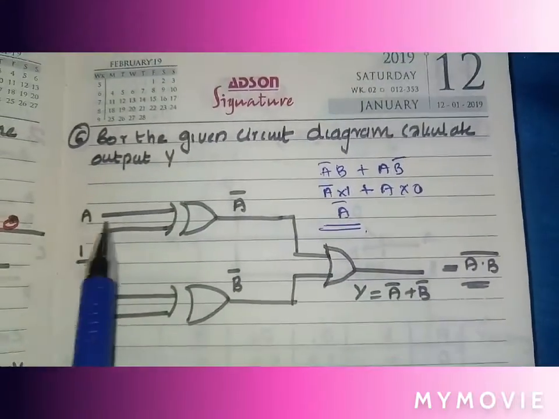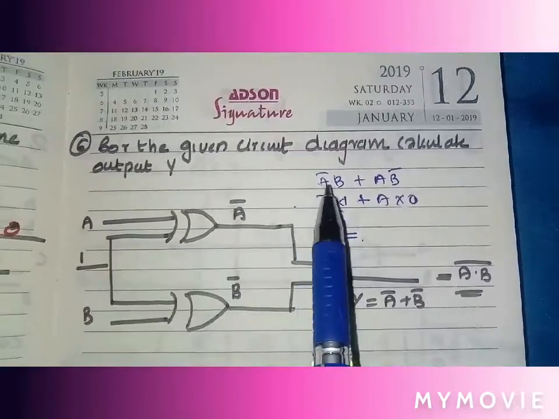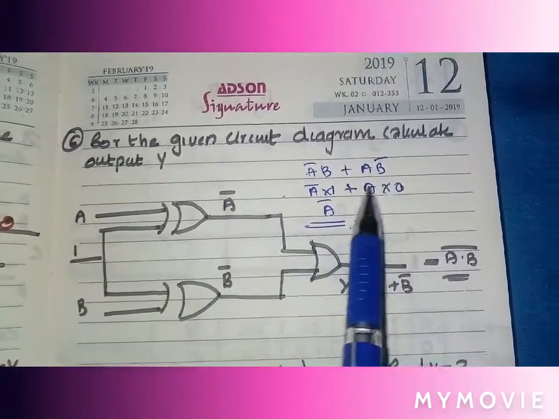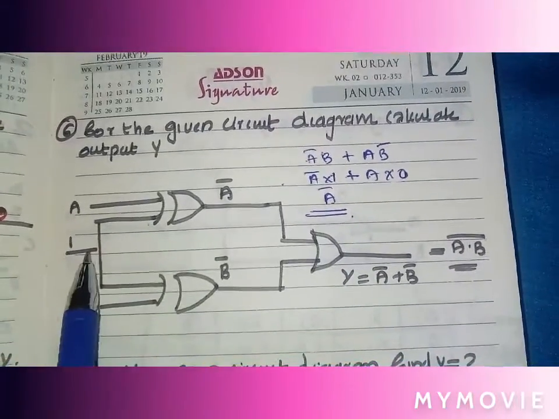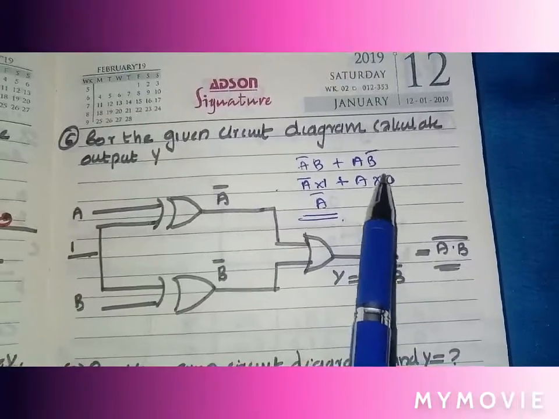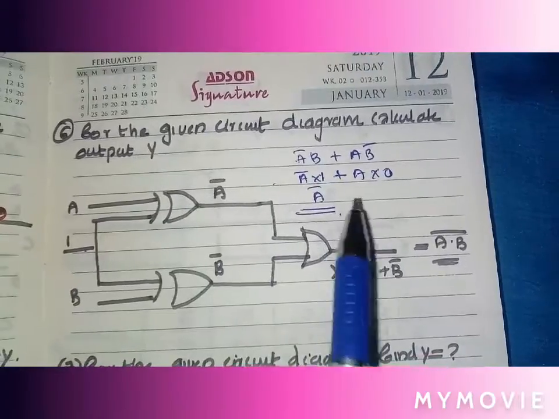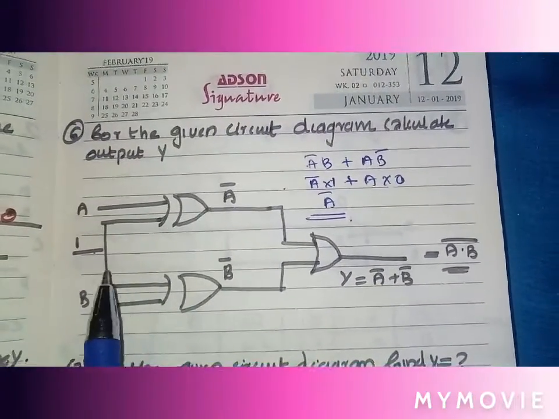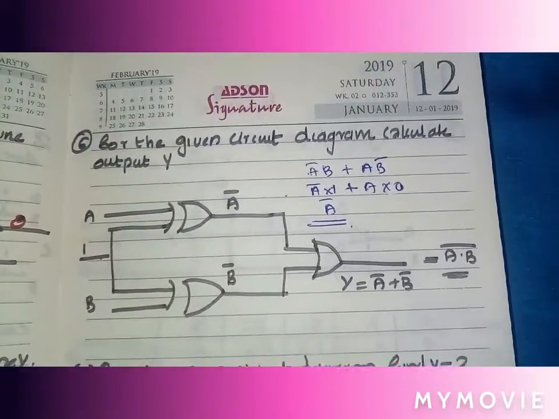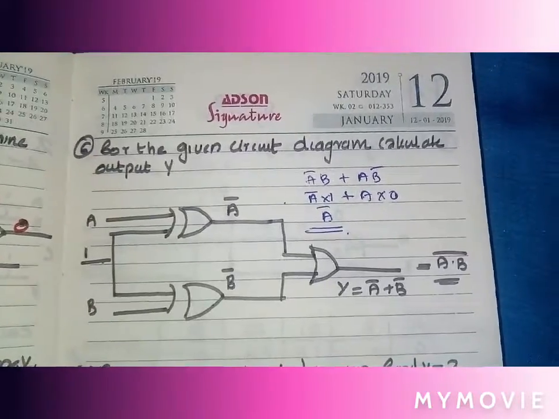How do we get the first XOR result as A bar? We know that if A and B are the inputs of an XOR gate, A bar B plus A B bar is the output of the XOR gate. Here the inputs are 1 and A. So A bar into 1 plus A into B bar is 0, so this result is A bar. So we get A bar. The trick is that if the inputs are 1 and another input, the output will be the other input's bar. And 0 and another input means the output will be the other input only.